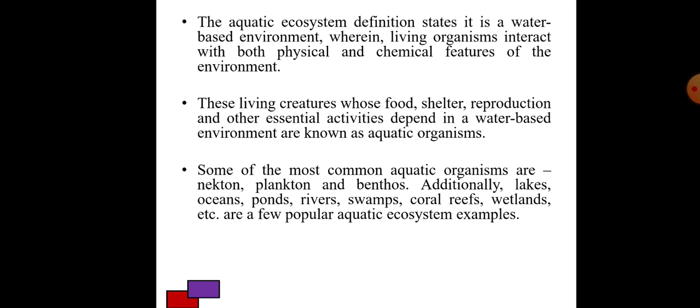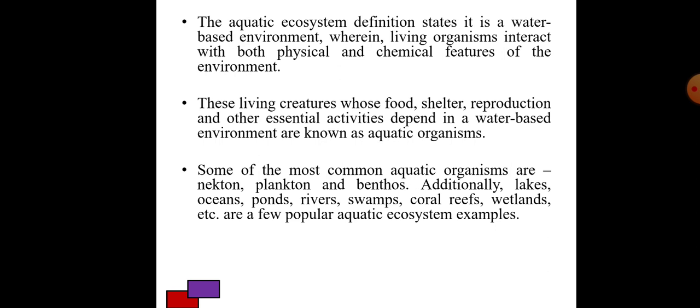The aquatic ecosystem definition states it is a water-based environment wherein living organisms interact with both physical and chemical features of the environment. These living creatures whose food, shelter, reproduction and other essential activities depend on a water-based environment are known as aquatic organisms. Some of the most common aquatic organisms are nekton, that means the actively swimming aquatic organisms in some water bodies. Then planktons as well. Planktons are a diverse collection of organisms found in water bodies.